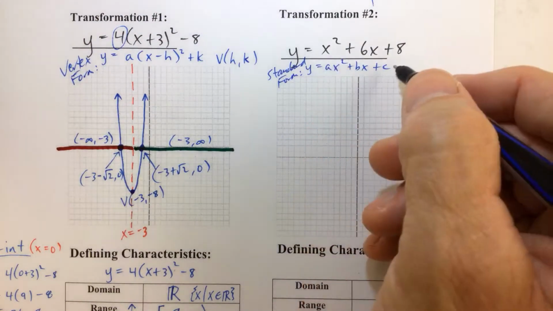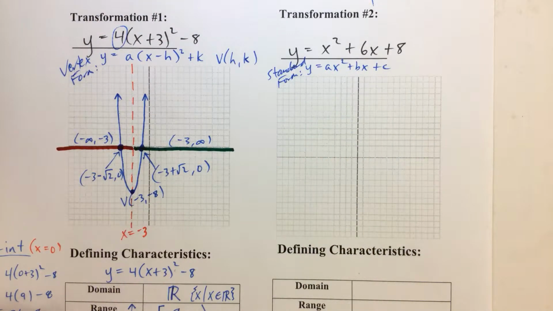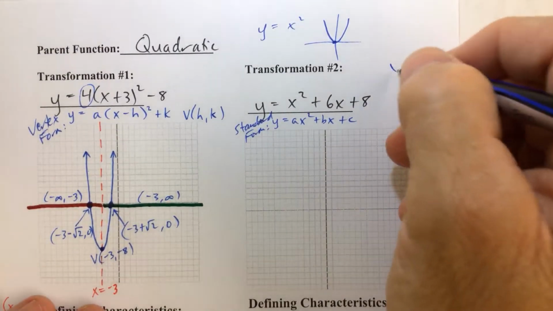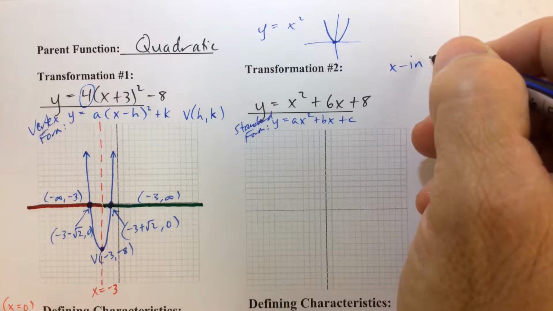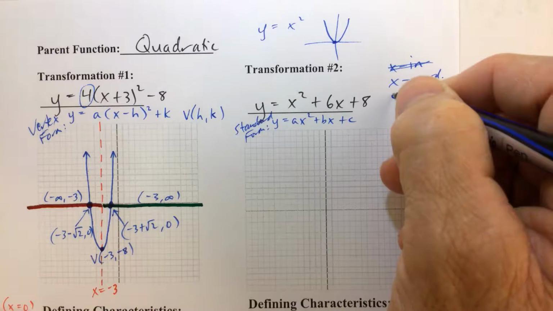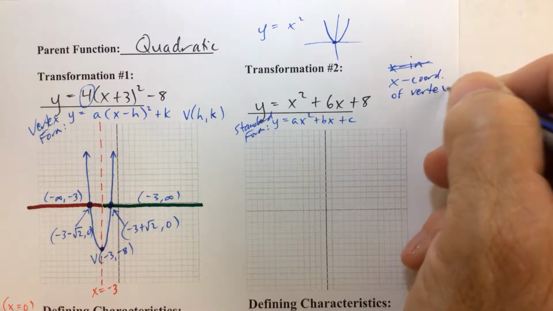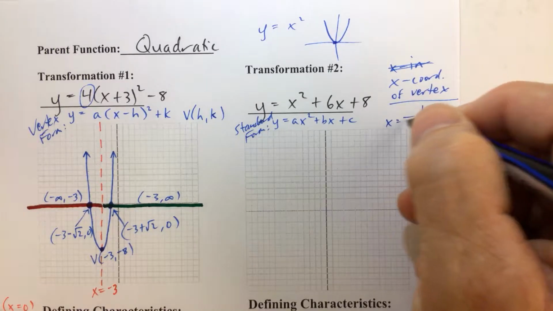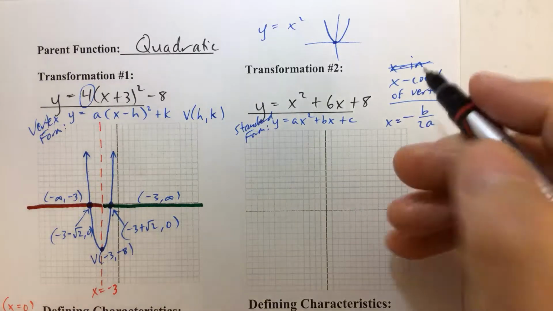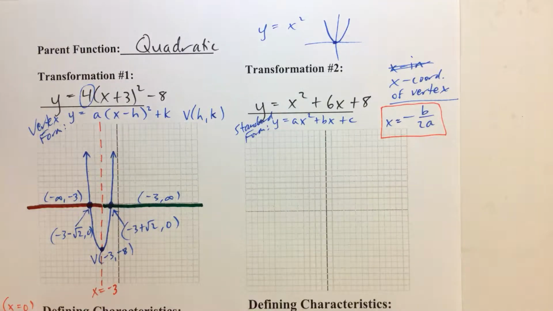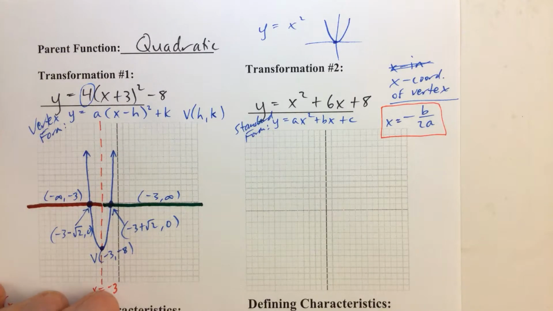Well, anyway, we can't directly find the vertex by looking at this form, so we have to work for it a little bit. And so we were taught that the x-coordinate of the vertex is this special little expression, x equals negative b over 2a. That is a very, very important expression, because when we know what the x-coordinate of the vertex is, we know a lot about the graph, and then we can proceed from there.